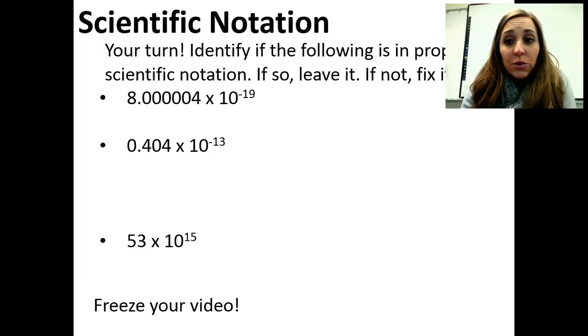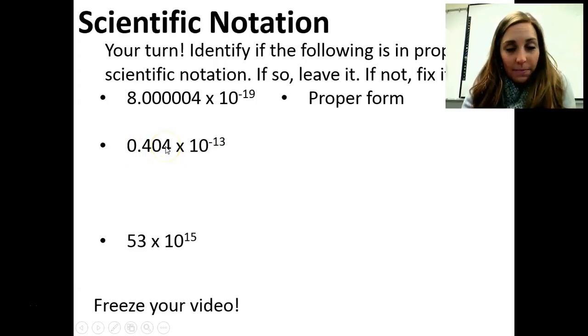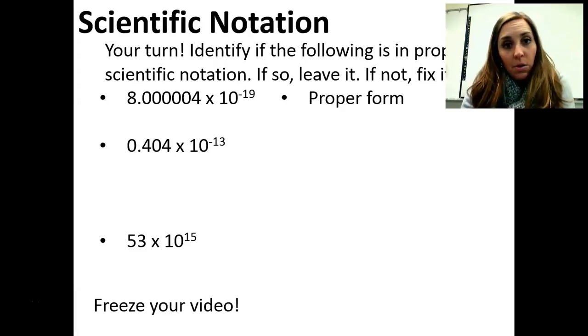All right, so you've answered your 3 questions now. The first one, 8.000004 times 10 to the negative 19th, that is in proper scientific notation. 8.000004 is between 1 and 10, so that's good. Your next one, 0.404 times 10 to the negative 13th, is not in proper scientific notation. Do you know why? This coefficient is less than 1. If it's less than 1, that's no good. So you have to fix this first.